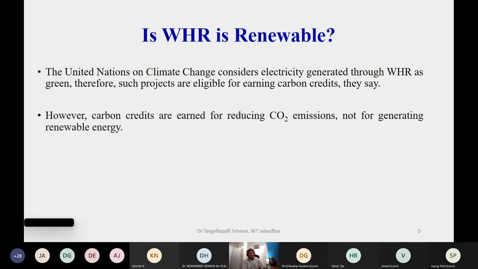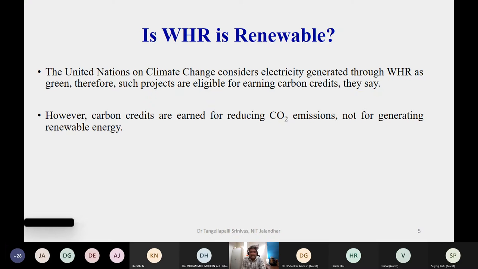Because this electricity generation is not directly generating any emissions like carbon dioxide, those power plants are eligible for carbon credits. Some nations, India also, the governments are encouraging such practices in renewable energy, the use of this renewable energy, and also waste heat recovery.